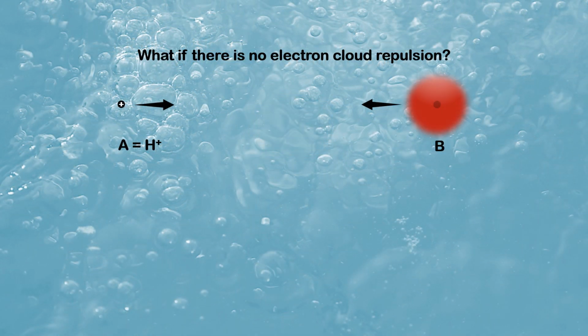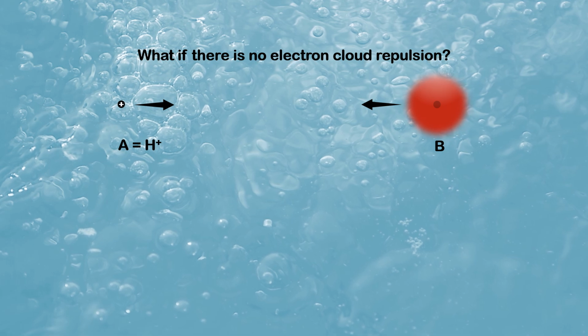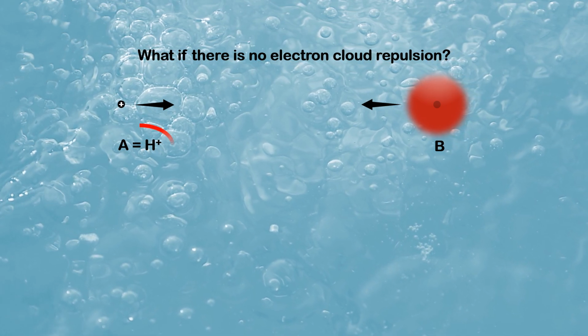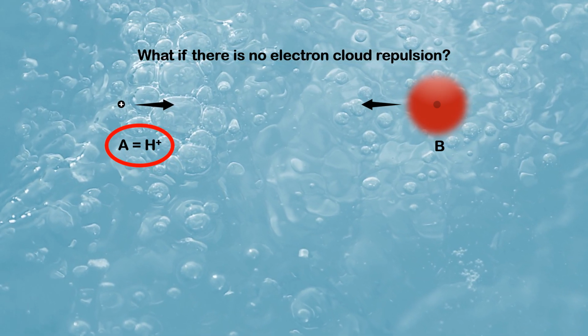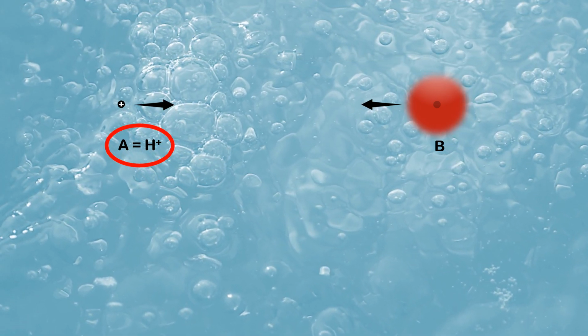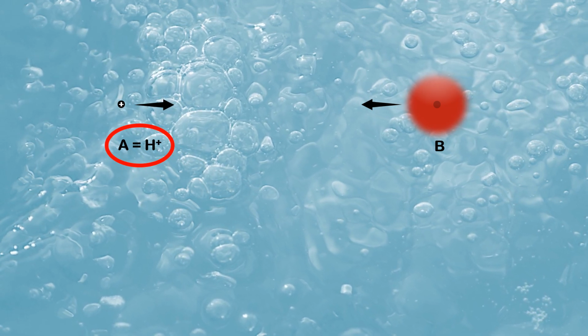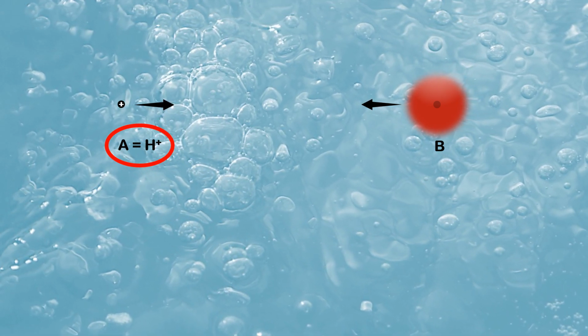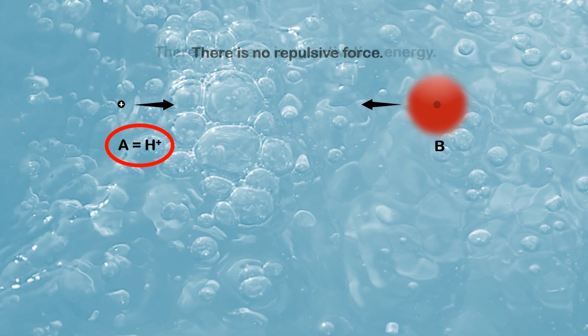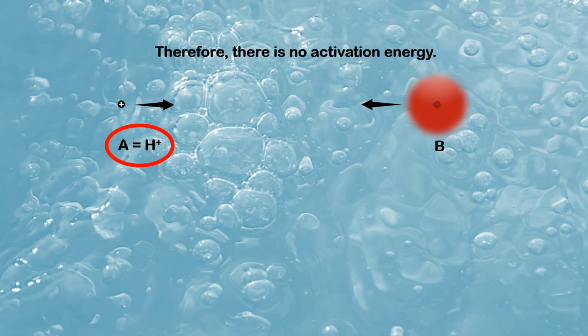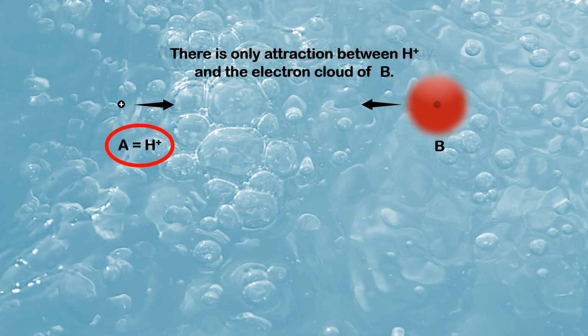What would happen if there were no electron cloud repulsion? That's the case when the A reactant is H+, a bare proton. In a reaction between a hydrogen ion with no electron cloud and another species with an electron cloud, there is no repulsive force. Therefore, there is no activation energy. There is only an attraction between the positive proton, H+, and the negative electron cloud of B.